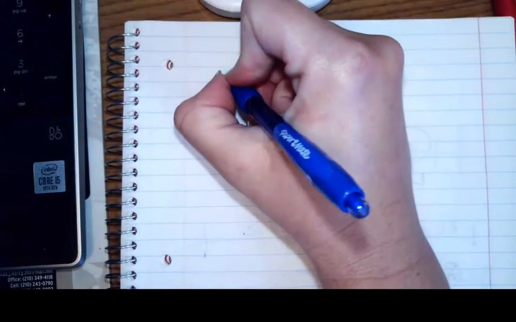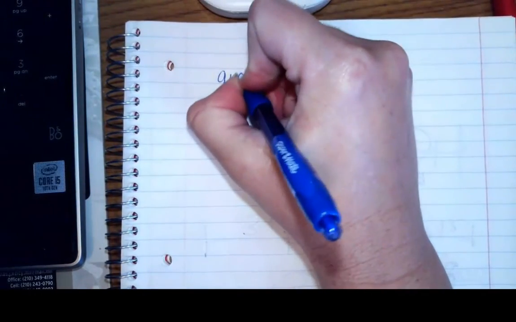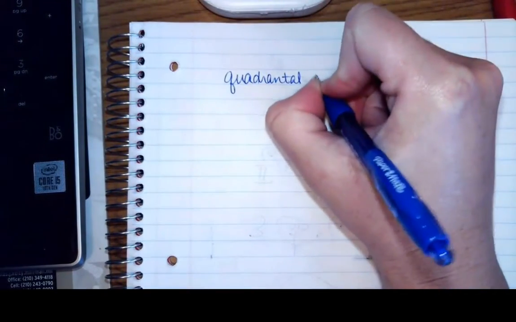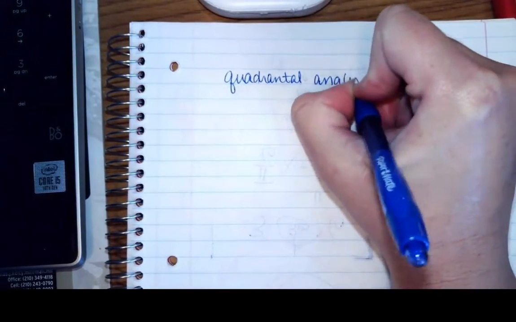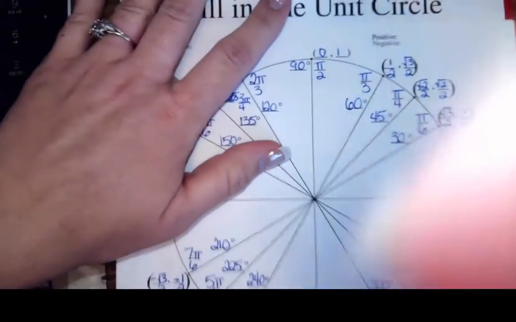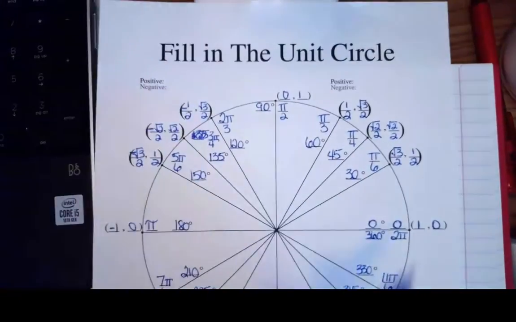So for the last couple things in this section, we're going to look at quadrantal angles, and the effect that a quadrant has on the other trig functions. One of the things that we want to look at is what exactly a quadrantal angle is. So you'll notice from your unit circle, so let's zoom out just a little bit here.